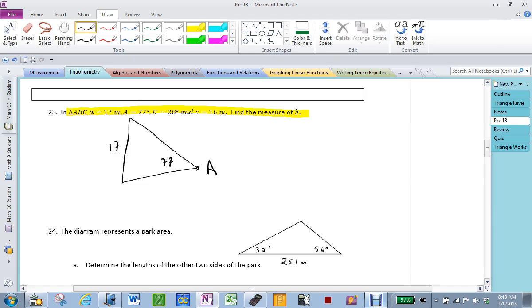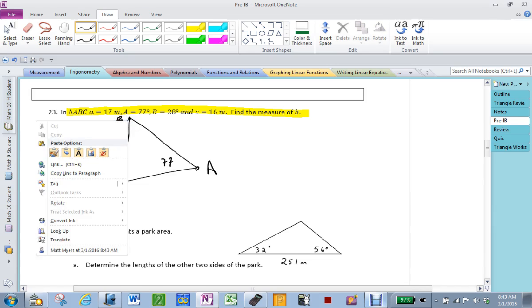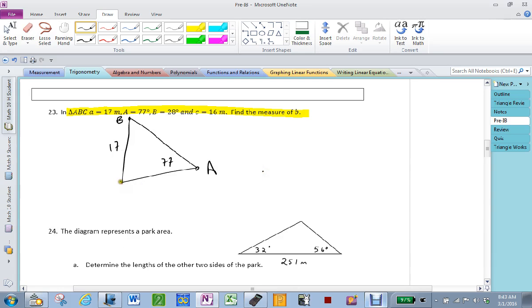Does it matter which one is B? No. So I'm going to make this guy B. You know why? Because I'm the boss of this question. What does that make this guy? Come on. Little c. Now, do I know anything about these guys? Do I know anything? Across from big C is 16. Big B is 28.